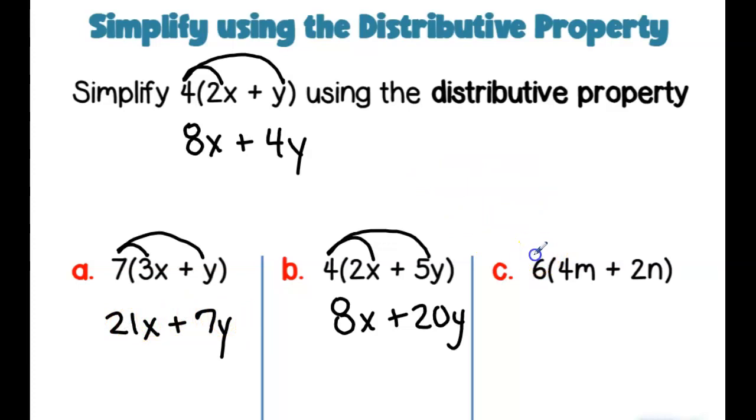This last example here, 6 times 4m gives us 24m. And 6 times 2n gives us 12n.